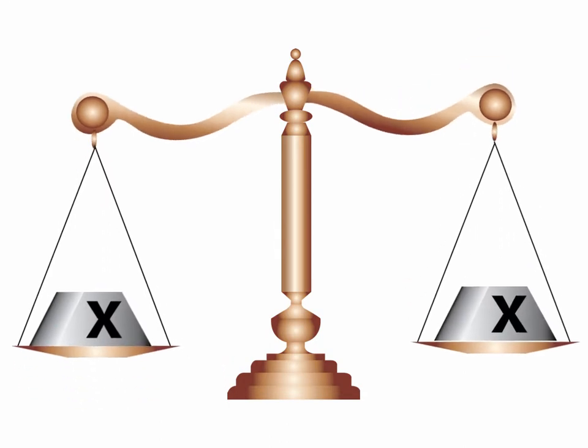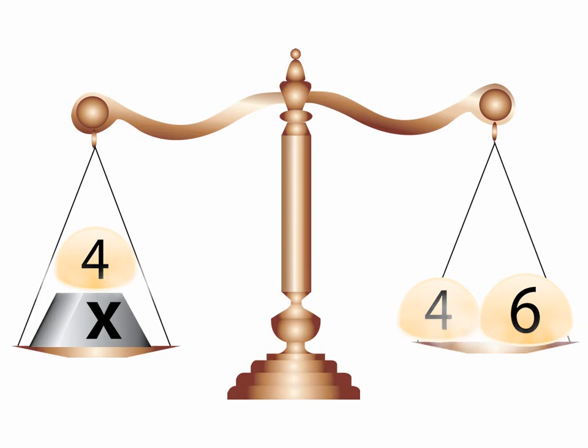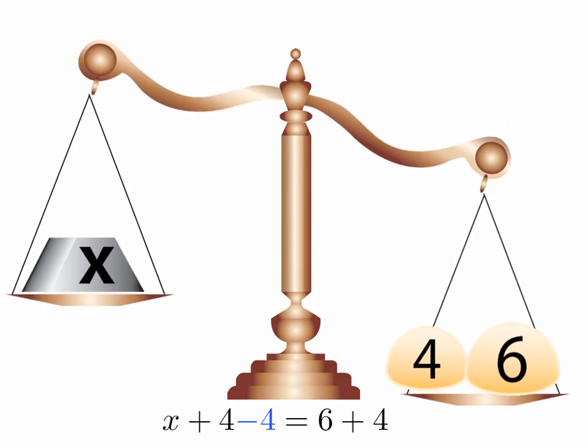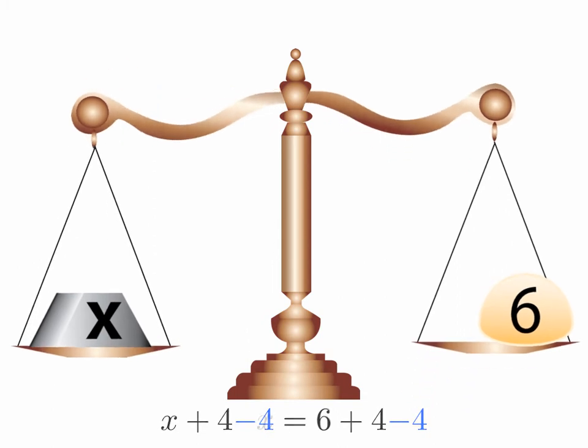Now here's a little bit better example. Here's an example where we want to solve for x using the scale. You can see this equation is x plus 4 is equal to 6 plus 4. So what we want to do is actually remove 4 from the left side of the equation, subtract 4 from the equation. So what happens? The scale becomes unbalanced. So in order to keep the scale balanced, we have to subtract 4 from the other side of the equation. Now we simplify, and we're left with x equals 6.